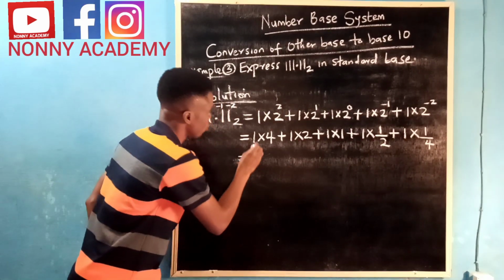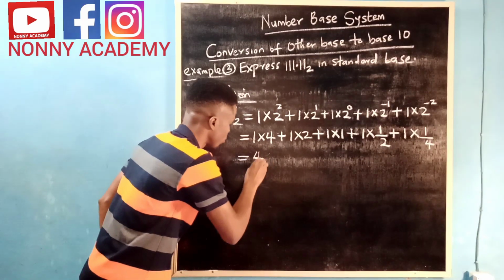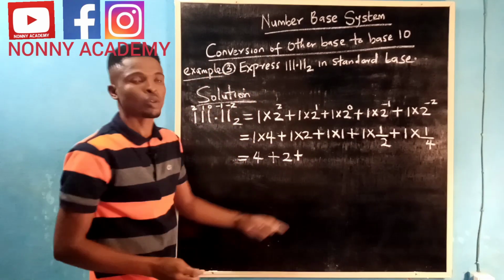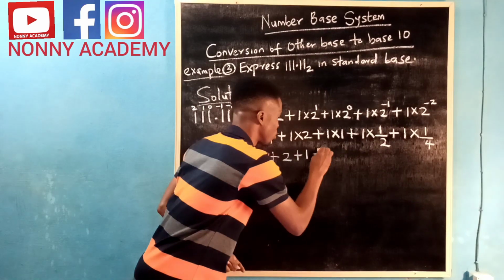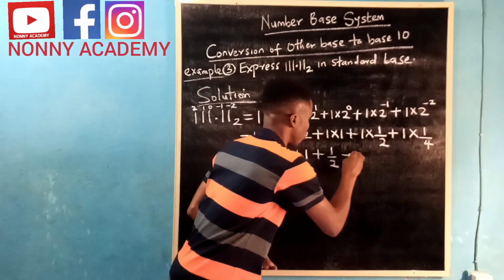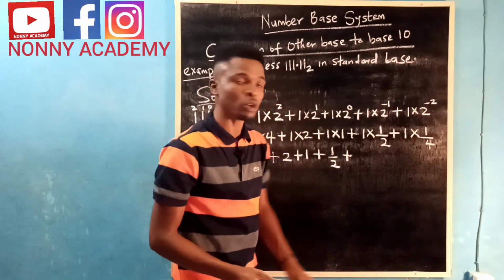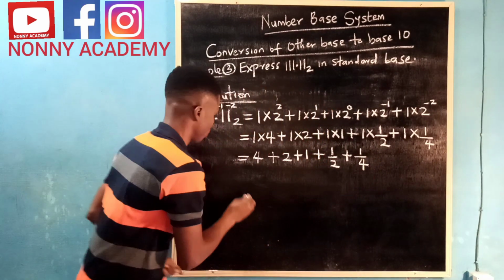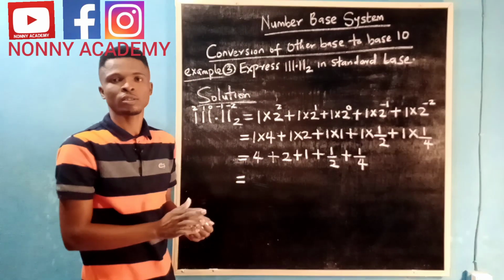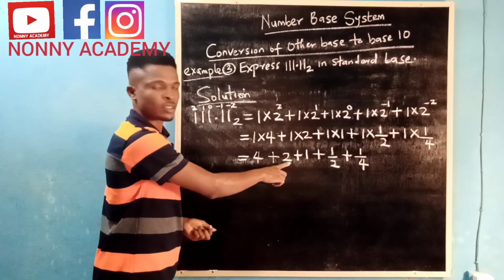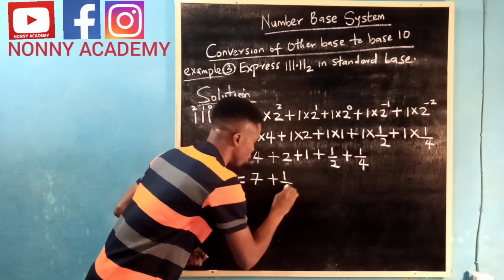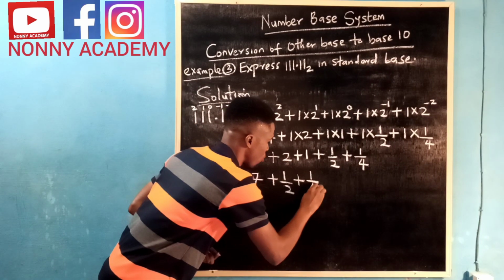Then I continue. 1 times 4 is 4. Plus 1 times 2 is 2. Plus 1 times 1 is 1. Plus 1 times 1 over 2 is 1 over 2. Plus 1 times 1 over 4 is 1 over 4. Then the next thing that we need to do is to add up all the whole numbers together. Now we have 4 plus 2 is 6 plus 1, which is 7. 7 plus the fraction 1 over 2 plus 1 over 4.